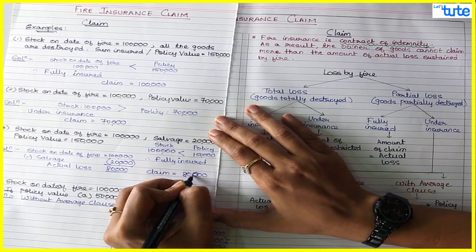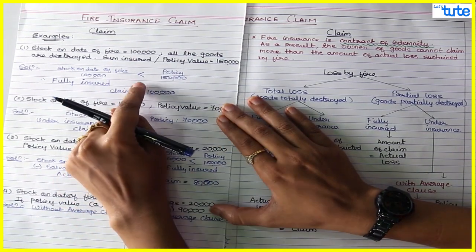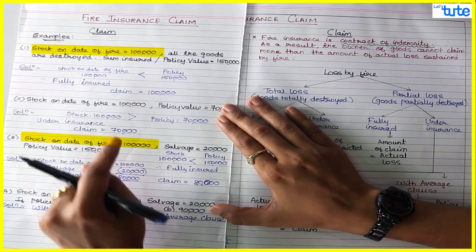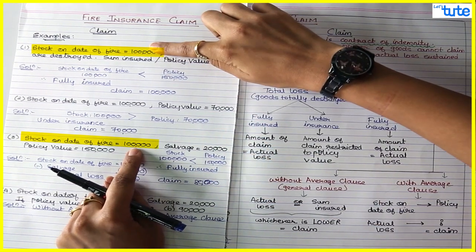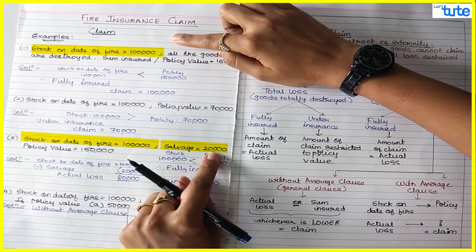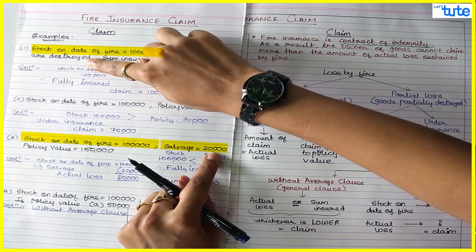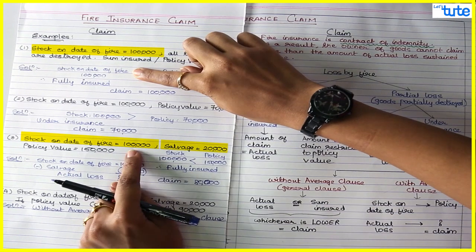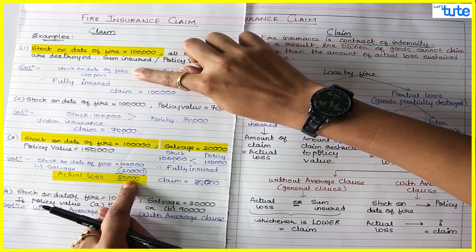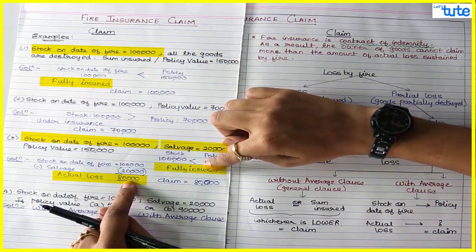So what is the difference between this and this? Now in this case also there was a total loss. In this case there was a partial loss. 1 lakh goods, but there was a salvage of 20,000 over here. Over here all the goods were destroyed. So in this case your actual loss is 1 lakh. And in this case, your actual loss is 80,000. Both the cases are fully insured.